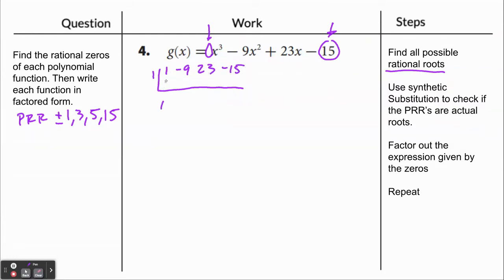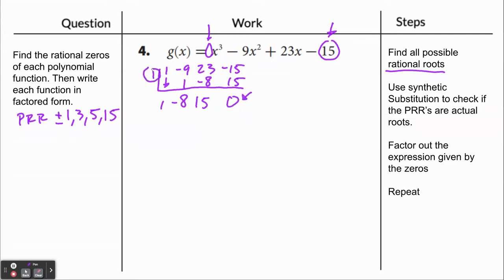So we start off by bringing down the 1 here. 1 times 1 is 1. Add these together to get -8. 1 times -8, that gives me -7. Add to 15 to get 8... 1 times 8, and boom, we have our first 0.